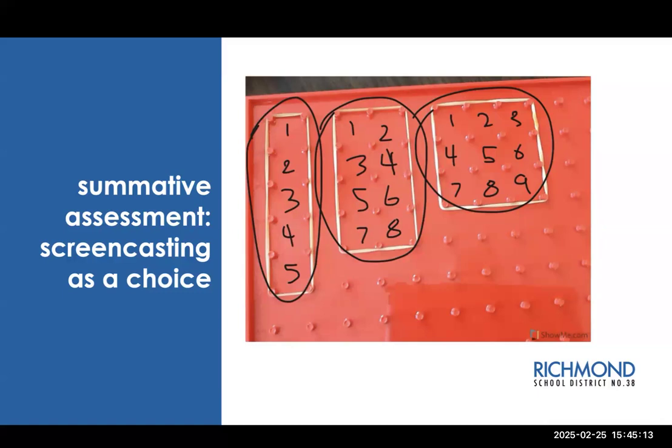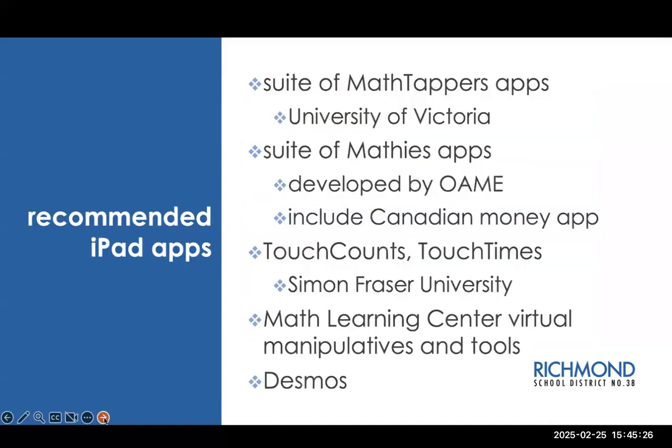All right, so I think hopefully you can see the power of this option. This was one of the choices that students had as an opportunity for them to show us all that they had learned about area and perimeter as their summative assessment.